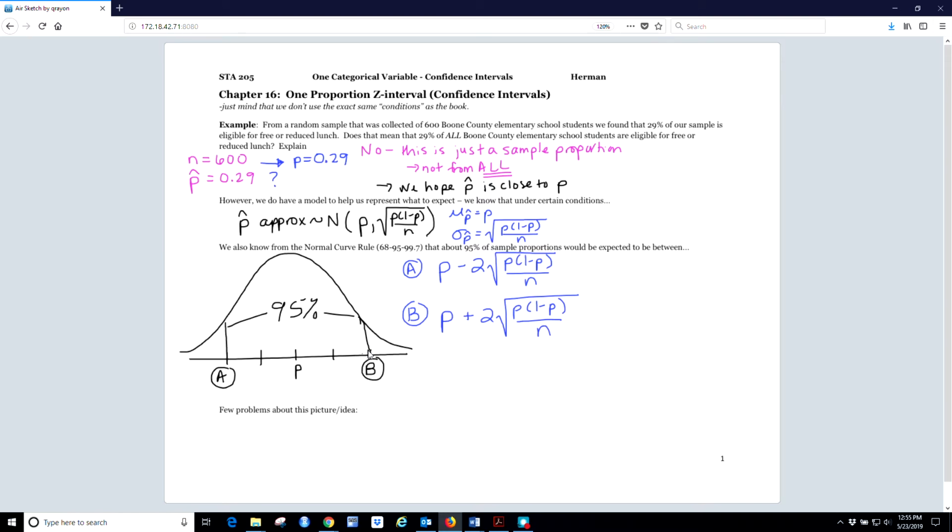Now let's talk about the problems with this picture and this idea that we're discussing. The first one is really the big one. If I think about my scenario in our example, the real big problem is I don't know what P is. Up here I know what p hat is, but as we discussed, we don't know that those are exactly the same thing. If I don't know what P is, I really don't know what number goes in the middle. And as soon as I don't know what P is, I also don't know what this standard deviation is because it has P in it.